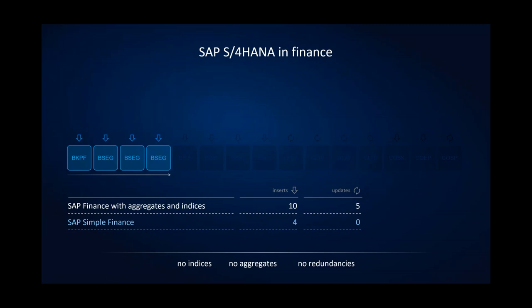You still have to talk to the database, of course. HANA is also a database. Ultimately, data still gets stored in this database. But look at here. Inserts go from 10 to 4. Updates: null, zero. No updates. That is a drastic change in the backend database entry. No indexes, no aggregates, no redundancies. Now, that is the basis for bringing the speed, the quickness and fastness. If you have less work to do, less inserts, less updates, less tables, your performance goes up. That's it.